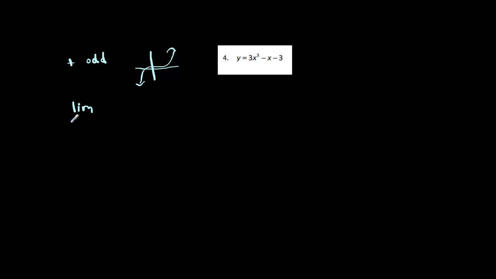So the limit as x approaches negative infinity, you see it goes down, so it's negative infinity. And the limit as x approaches positive infinity, it's going to go up, so it's positive infinity. So this is the end behavior here.